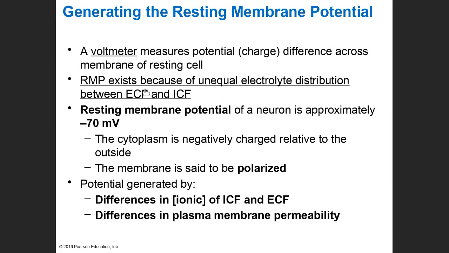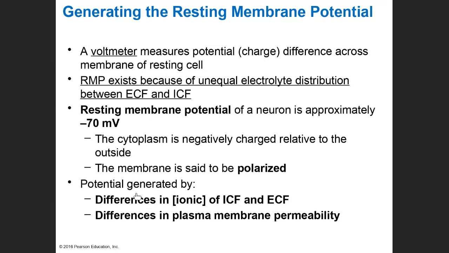Now, why does our resting membrane potential exist? It exists because of this potential charge difference. Okay, it exists because there is a difference in electrolyte distribution between the extracellular fluid and the intracellular fluid. Resting membrane potential is negative 70 millivolts, remember. So the inside of the cell, the cytoplasm, is more negative compared to the outside. We can also say in this situation that the cell is polarized.